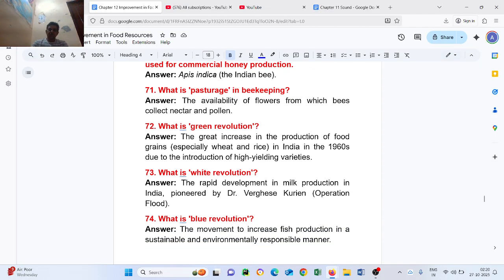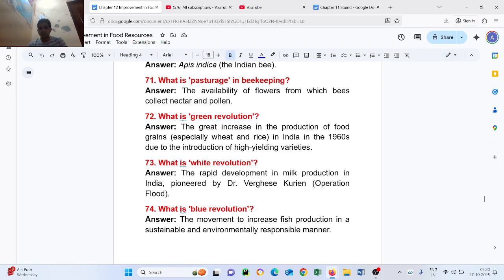Question number 73. What is the White Revolution? The rapid development in milk production in India, pioneered by Dr. Verghese Kurien, Operation Flood. Question number 74. What is the Blue Revolution? The movement to increase fish production in a sustainable and environmentally responsible manner.